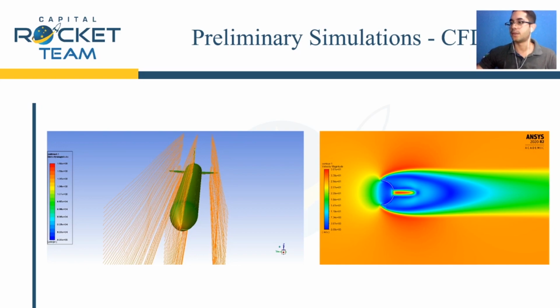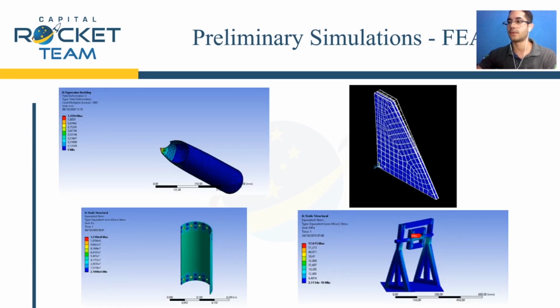The team performed several CFD simulations. For example, in the figures we have a 3D external ballistic simulation and a 2D parachute simulation. The team also performed several finite element analyses. The following images show the flutter simulation on the fins, buckling on the modules, pressure on the combustion chamber, and the simulation on the launch pad.